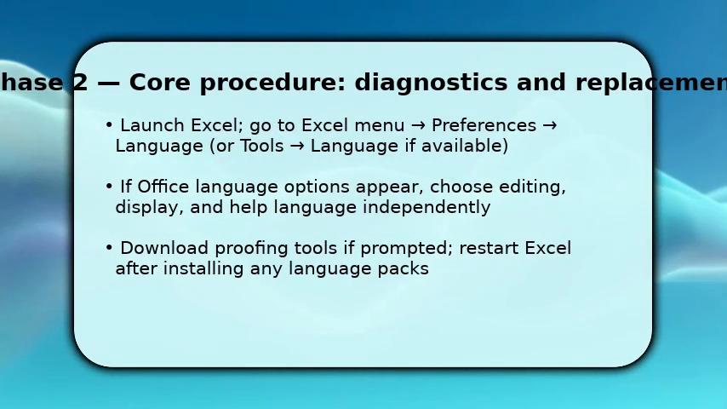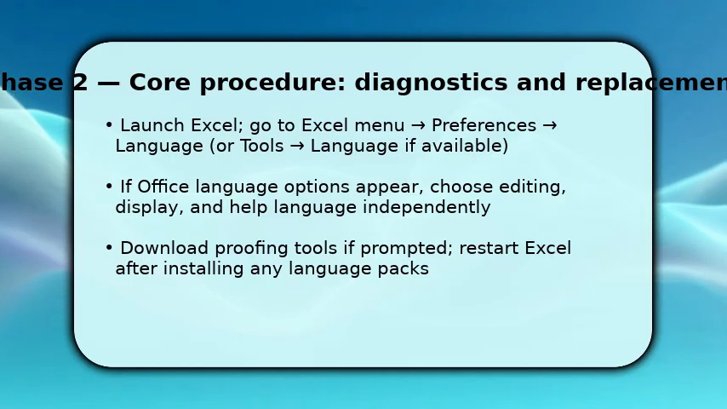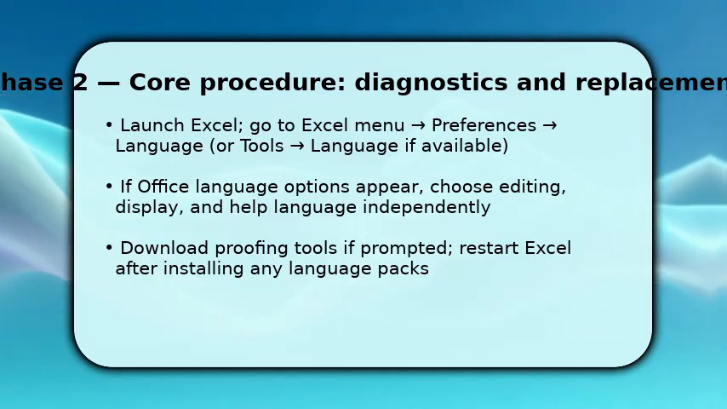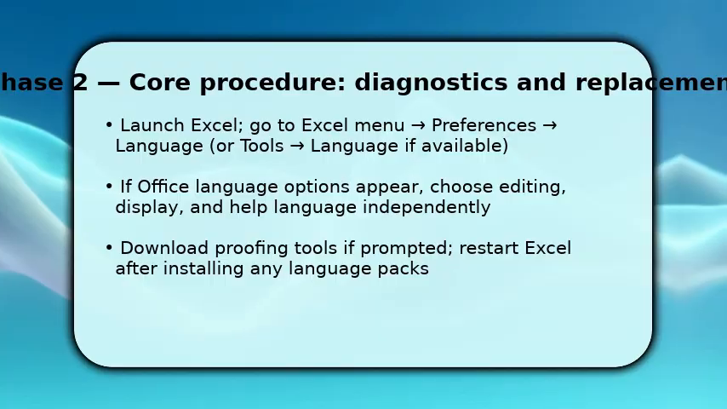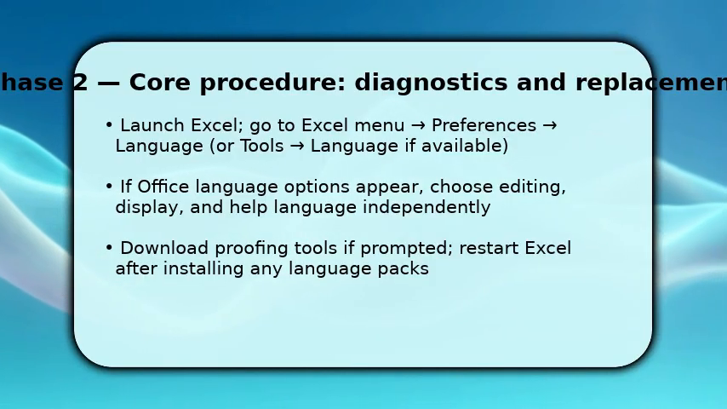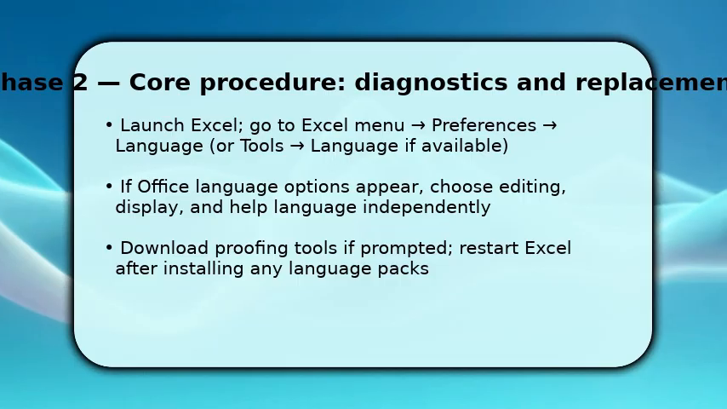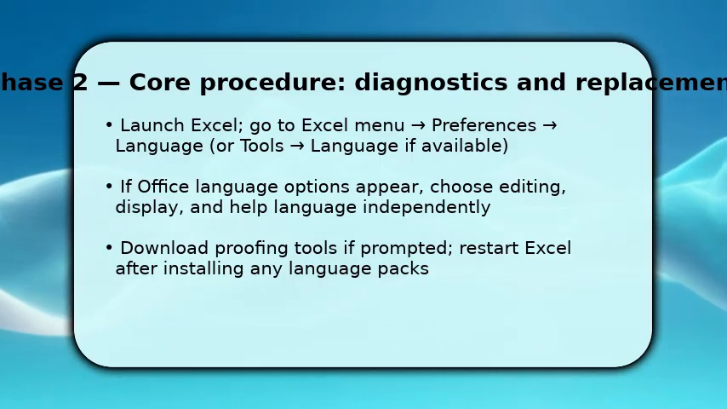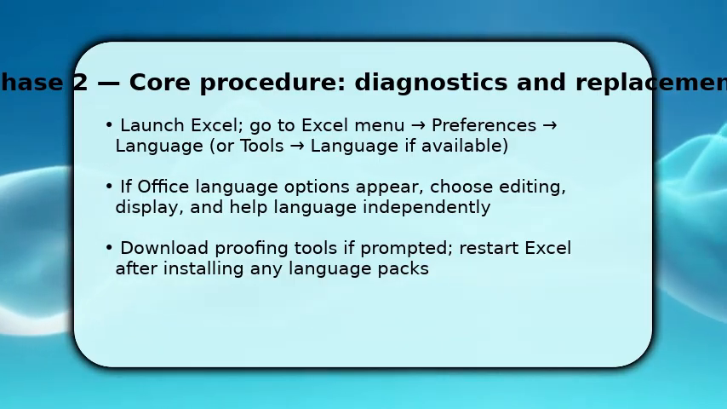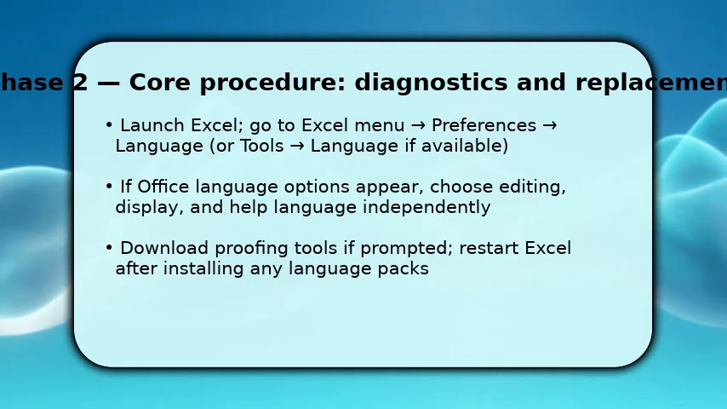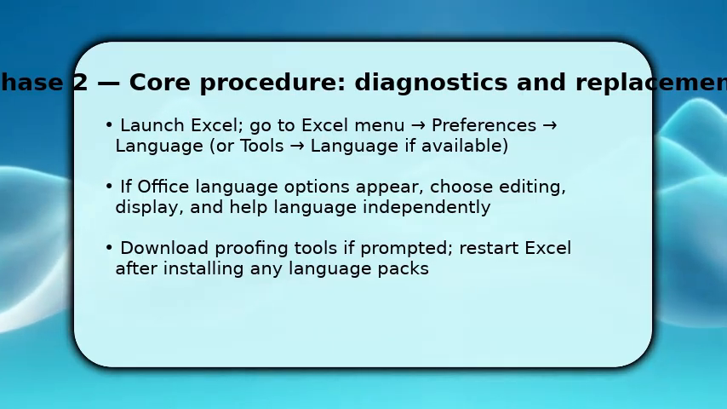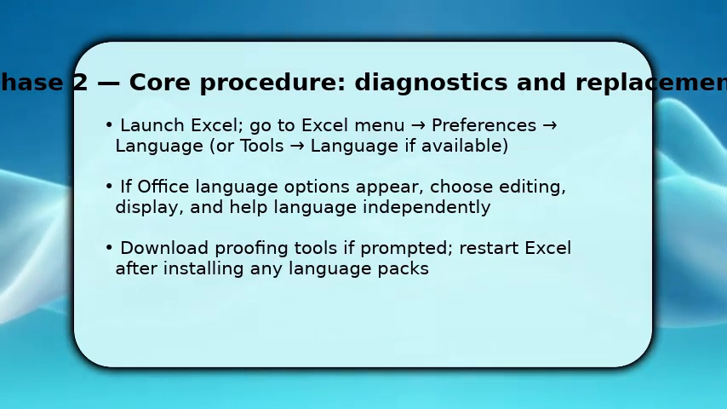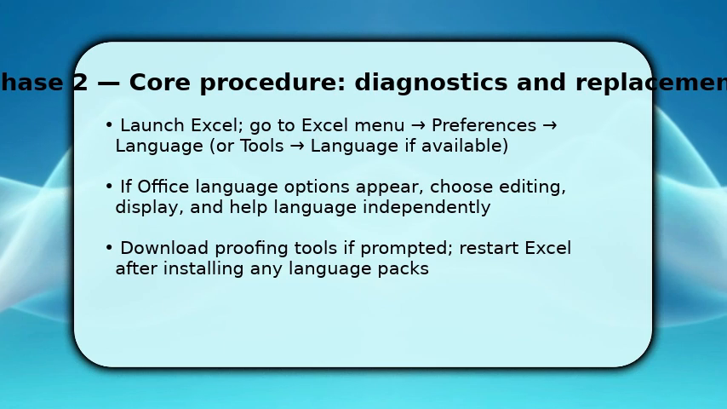Once Excel is closed and macOS recognizes the new language, open Excel and go to Excel, Preferences, then Language. On some builds it appears under Tools, Language. You can set editing language separately from Display and Help, which is useful if you want menus in one language and proofing in another. If Office requests proofing tools or a language pack, follow the prompts to download and install them. After installation, restart Excel so the new proofing dictionaries and UI take effect.